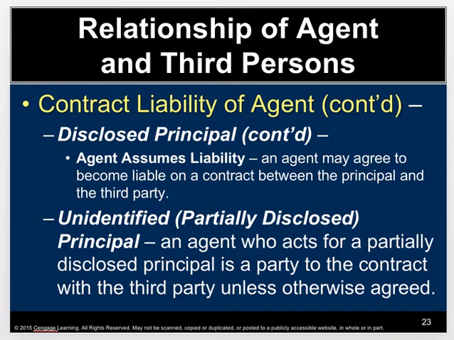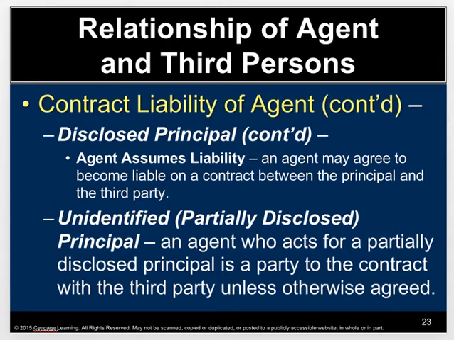Disclosed principal, again, where the agent assumes liability, an agent may agree to become liable on a contract between the principal and the third party, right? So we call that an assumption of liability. Normally you don't have liability, but you could assume liability. Why you would ever do that, I have no idea. Obviously, if you're going to do that, you're going to charge the principal a premium in order to do that because now you're becoming liable, right? So I guess if you get paid enough money, I guess you would, but there's no reason to do that.